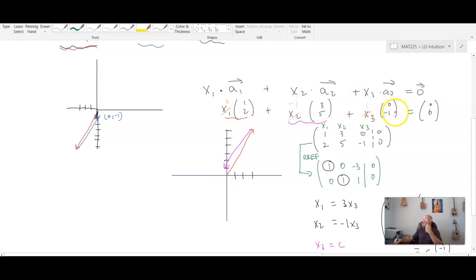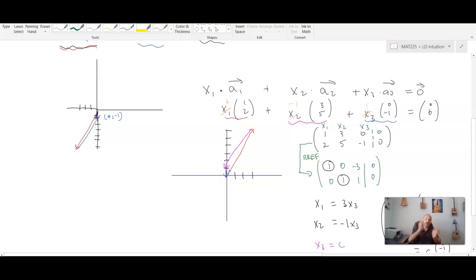And now, again, what we're just asking for is whether it's possible to combine these three vectors such that we get back to the 0, 0 vector. If I take 1 times the 0, negative 1 vector, that is 0, negative 1, which will push me back down right towards the origin.